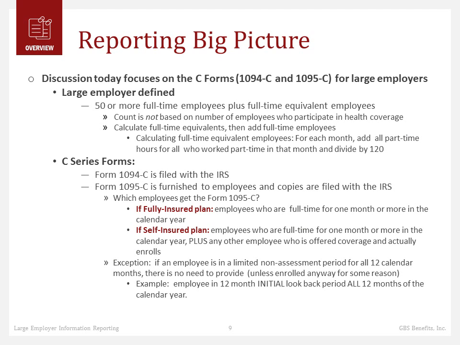So our discussion today is focused only on the C forms. If you have information you want about the B forms or anything else, we won't be able to cover that today. Let's first talk about the C forms and who specifically is a large employer. A large employer is defined as 50 or more full-time employees plus full-time employee equivalents.